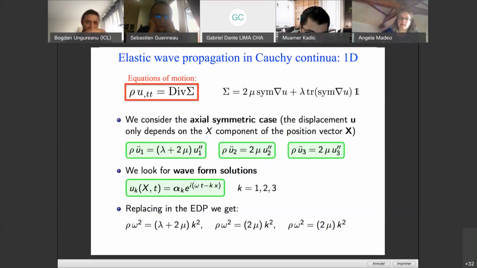What is done classically is to say we take a plane wave ansatz for the displacement. So we say each of these components of the displacement takes this exponential form with the frequency omega and the wave number k, and alpha are the amplitudes, the waves' amplitudes. The manipulation is very simple. We take this ansatz, we plug it into our PDEs, and we get the well-known dispersion relations for Cauchy media. So basically the relation between omega and k.